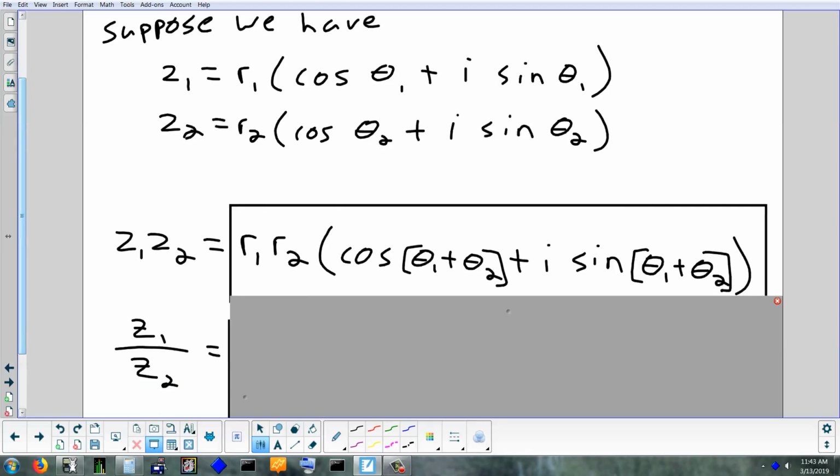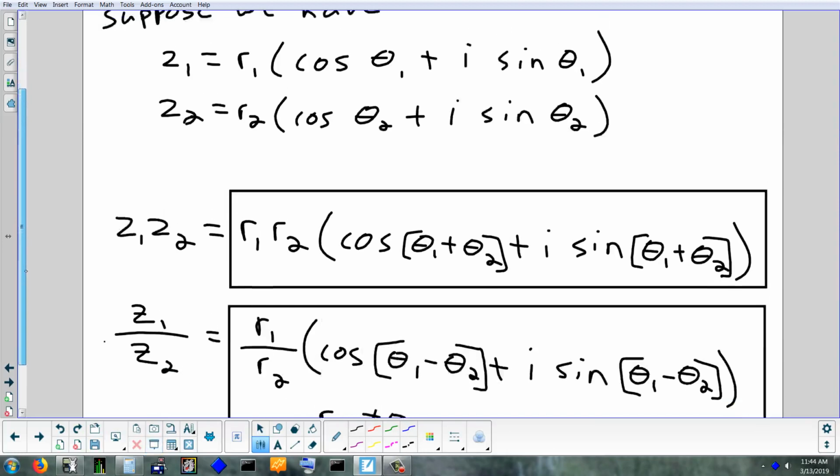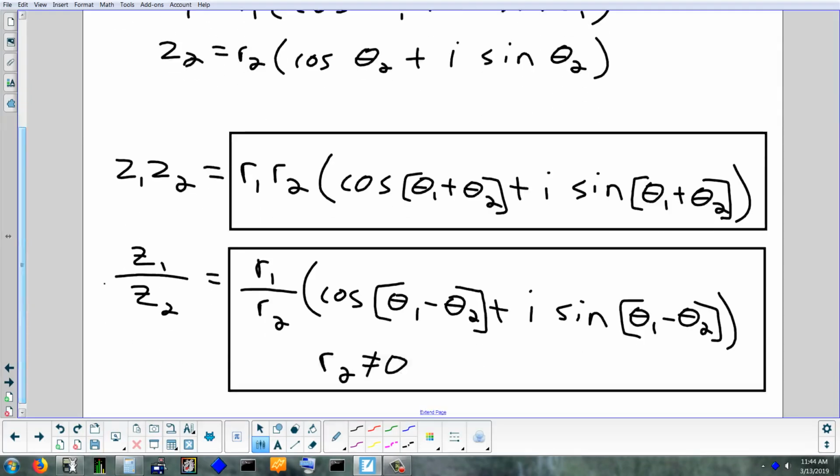Now, how about dividing two complex numbers? I just reviewed this with you the old way. What do you think you would do to do it the new way? What do you think you would do with r1 and r2? You would divide them. Yep. And you'd subtract your angles. Yes. And of course, r2 couldn't be 0 because then you'd be dividing by 0 and you can never divide by 0. Right? So to divide two complex numbers in trig form, two things. Divide your radii, subtract your angles.